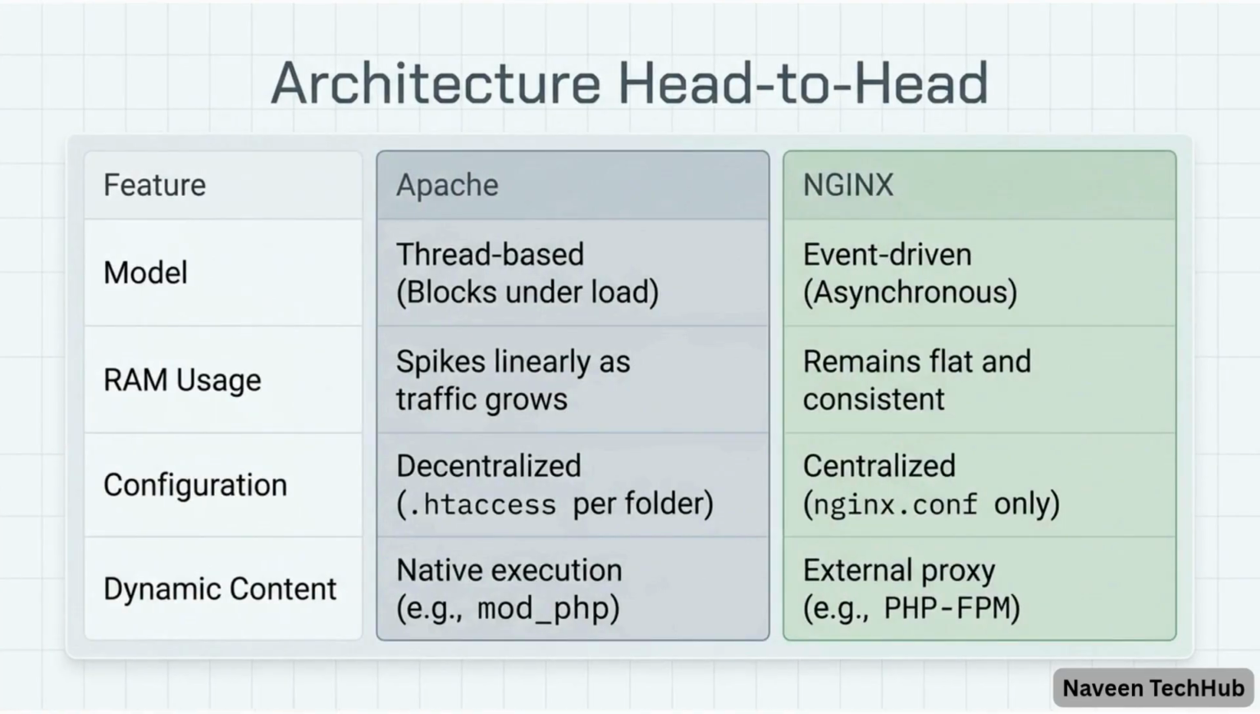Now the comparison becomes much clearer. Apache is traditionally associated with a thread or process-based model, while NGINX uses an asynchronous event-driven model. Apache configuration can also be decentralized using .htaccess. NGINX normally keeps configuration centralized. For dynamic application execution, Apache can integrate more directly with application modules, while NGINX commonly forwards dynamic requests to external application runtimes, such as PHP-FPM, Python, Java, or Node.js. Neither design is universally better. The correct choice depends on the workload.